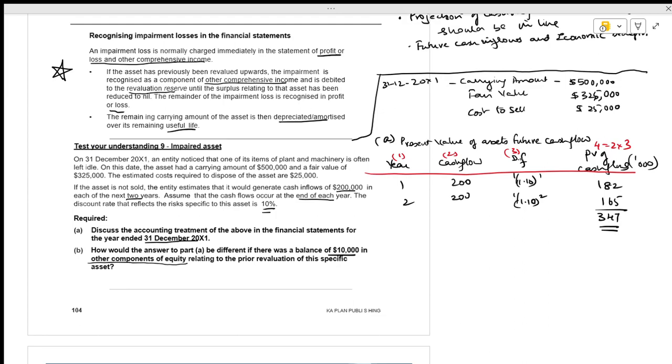Next, what we have to see? Put it as step 1. Next, step 2. Step 2 is what? We have to take the recoverable amount. We have to know what the recoverable amount is. It is the higher of fair value less cost to sell and the value in use.